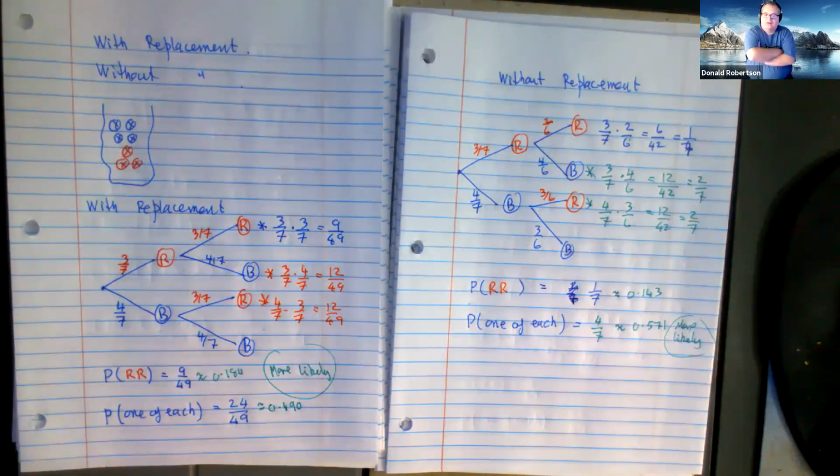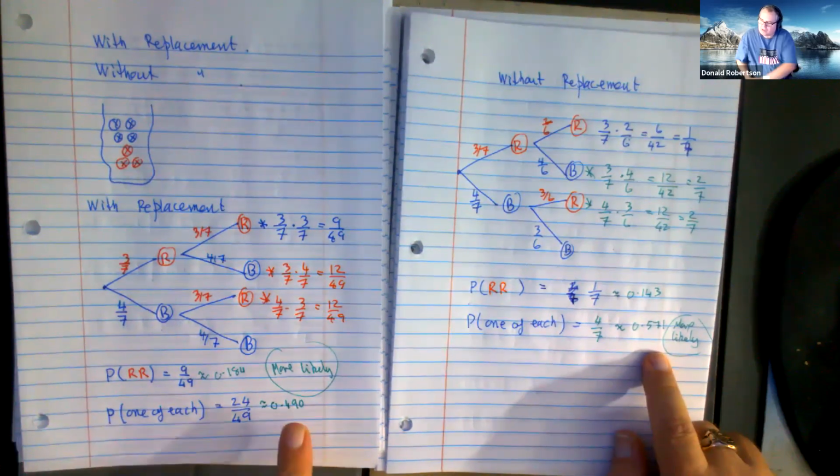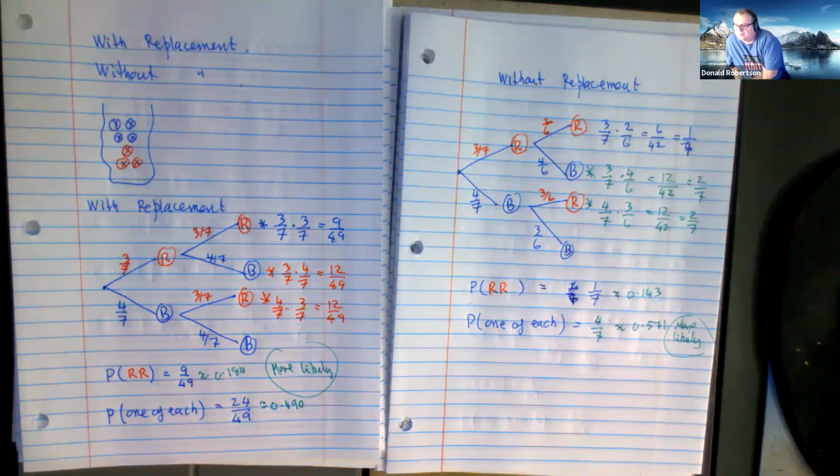Oh, that's interesting. Why would it be more likely to get 1 of each if you do without replacement than it is if you do with replacement? Do you agree? This is more likely than that. Why would that happen? If you use up one of the colors, doesn't that leave proportionally more of the other color to come out? So it gives you a chance of the other one being different a little bit more. That's essentially what it is.